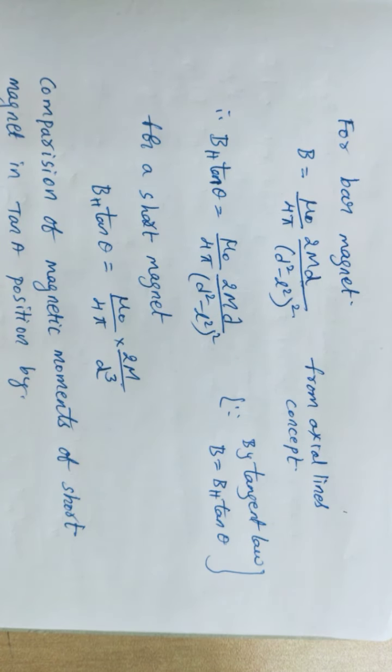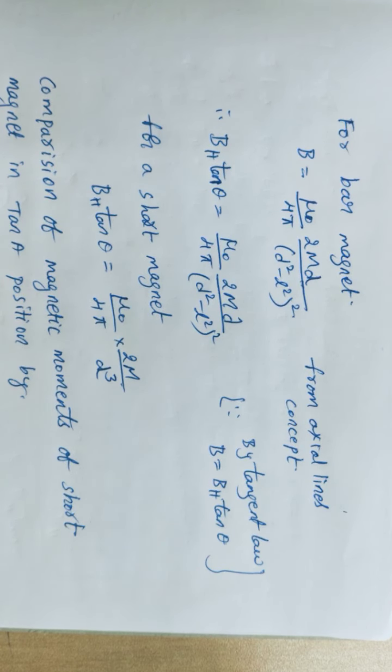If suppose the magnet is very small, or otherwise taken as a short magnet, in case of axial lines, what do we know? B value is equal to mu naught by 4 pi into 2m divided by d cube. What is the formula? B is equal to mu naught by 4 pi into 2m divided by d cube. So here BH tan theta can also be written as mu naught by 4 pi into 2m divided by d cube. That formula only we represent here.